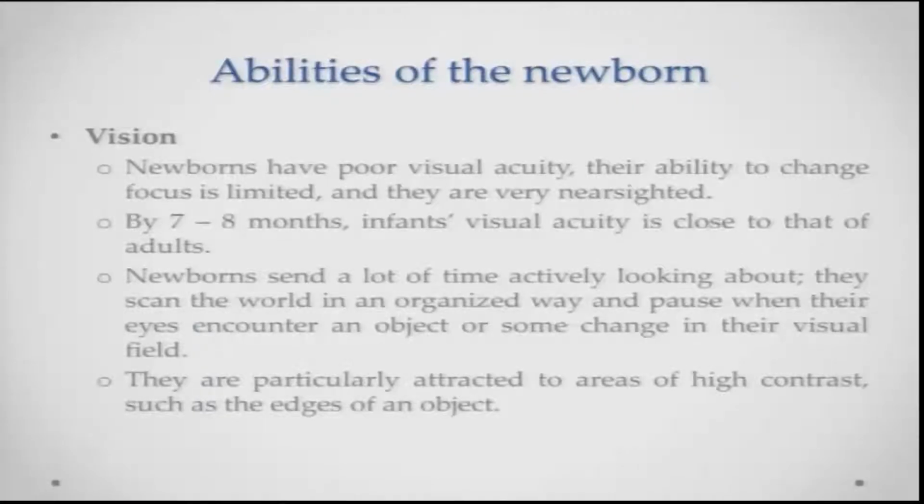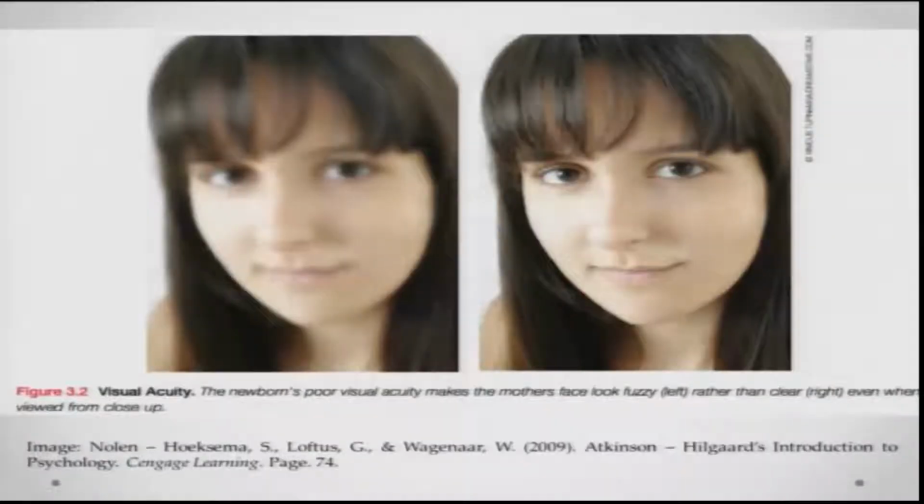Newborns have poor visual acuity. Their ability to change focus is very limited and they are very nearsighted. For example, for children who are just 1.5 months old, the farthest they can see is very close, up to 10, 15, 20 centimeters. The other aspect is that they have very poor visual acuity. You can actually look at this figure here.